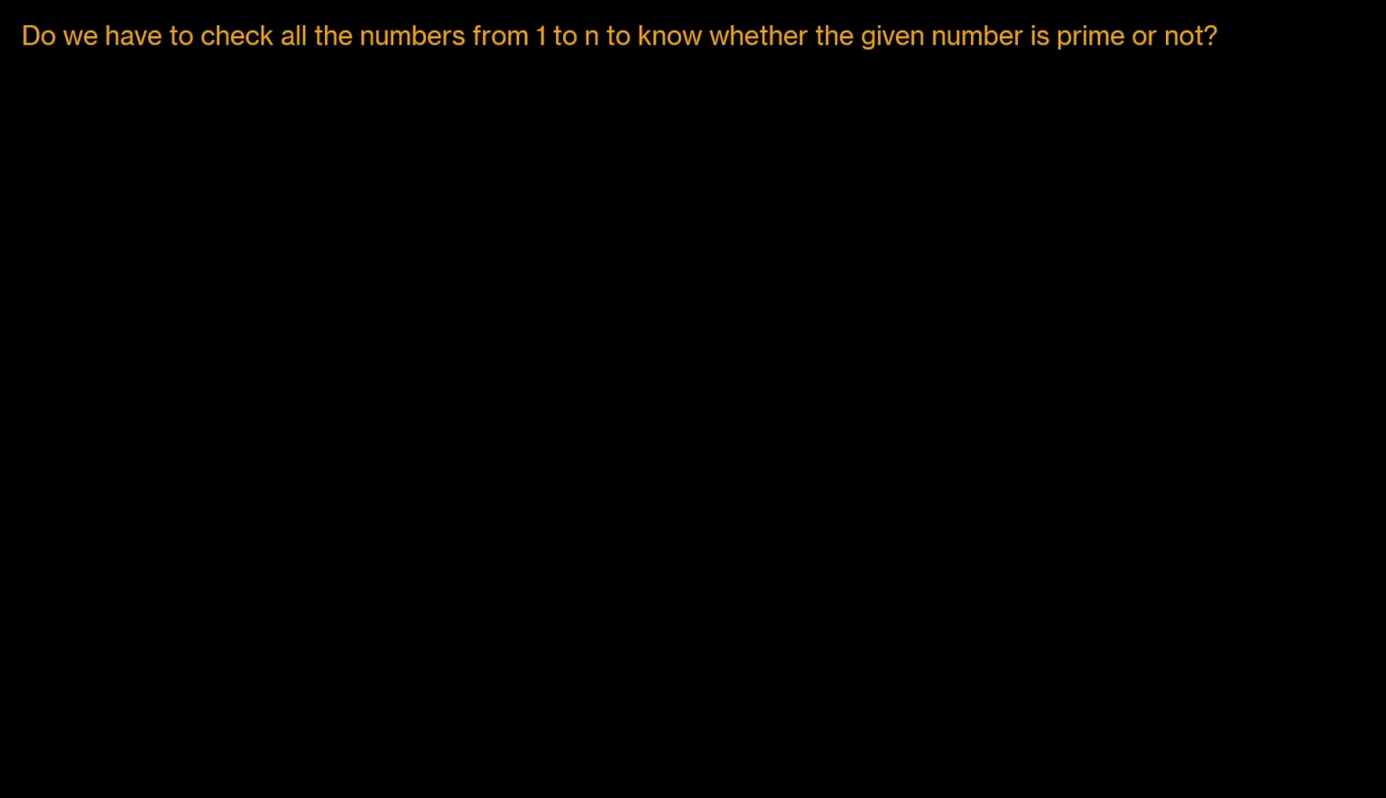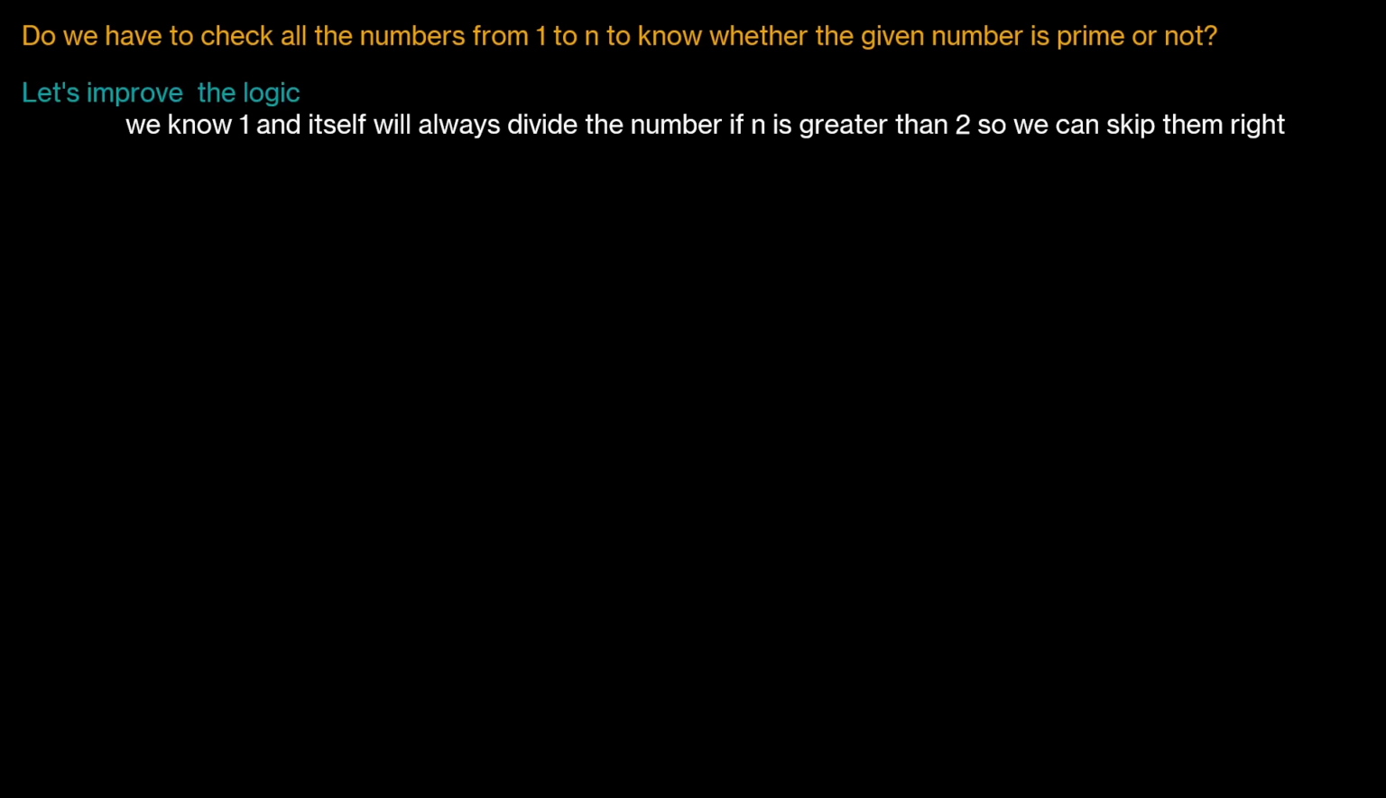Here comes the question. Do we have to check all numbers from 1 to n to know whether the given number is prime or not? Consider the example 100. To know whether 100 is a prime or not, do we have to check all the 100 numbers? I can say it is not a prime because it is divisible by 1, 2 and 100. But how can a computer know? Let us improve the logic.